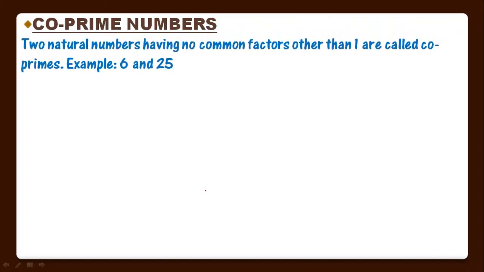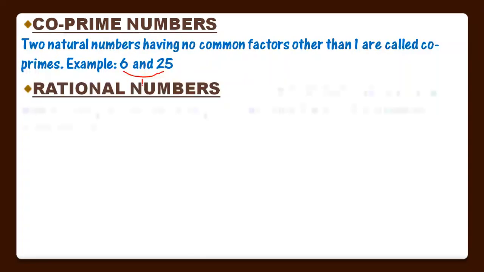Then comes co-prime numbers. Two natural numbers having no common factors other than 1. दो natural numbers जिनमें कोई भी common factor ना हो except 1, they are called co-primes. Most of you have a myth like co-primes में prime numbers का ही pair होता है. No, 6 and 25, they both are not at all prime, but they are co-primes because 6 and 25 का 1 को छोड़ के कोई और common factor नहीं है.